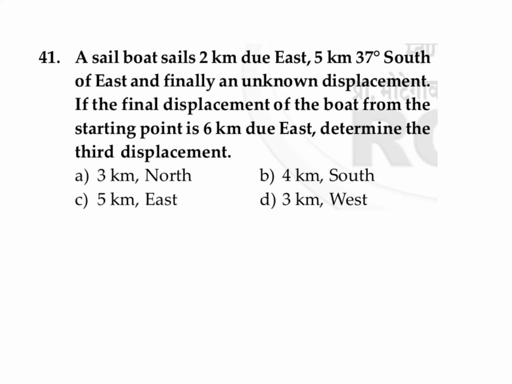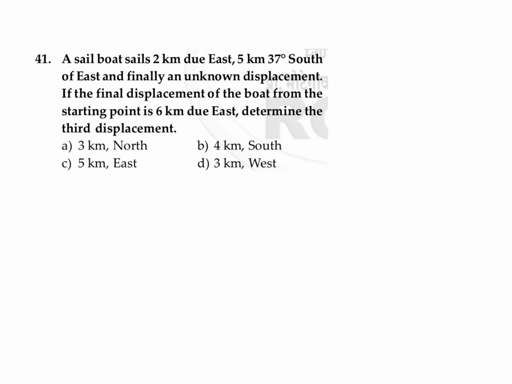In this question it is given that a sailboat sails 2 km due east, then 5 km 37 degrees south of east, and finally an unknown displacement. The final displacement of the boat from the starting point is 6 km due east. Determine the third displacement.